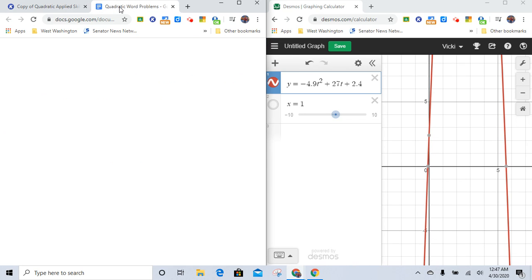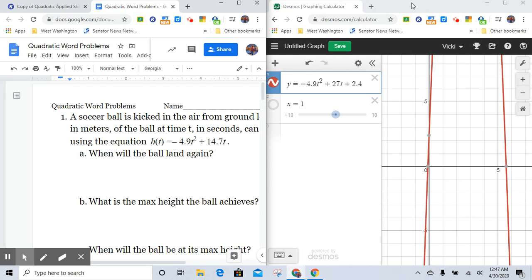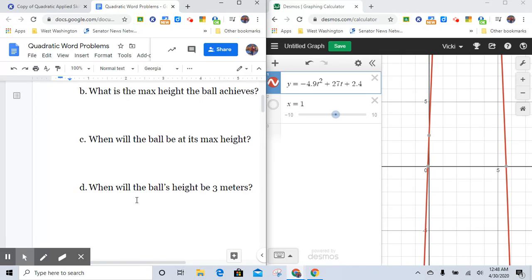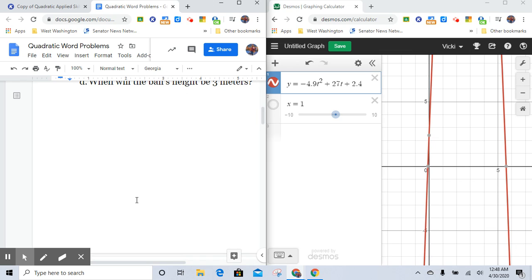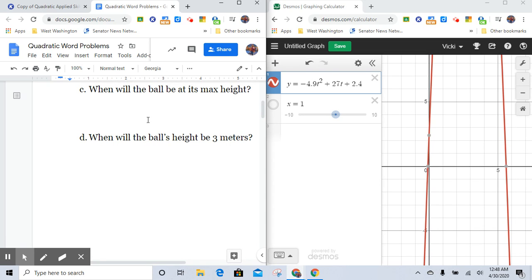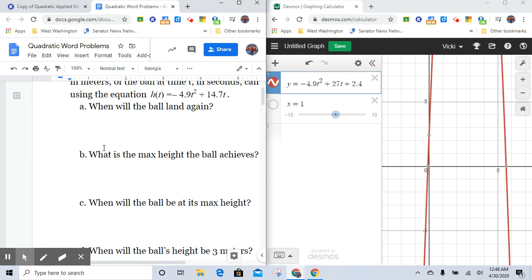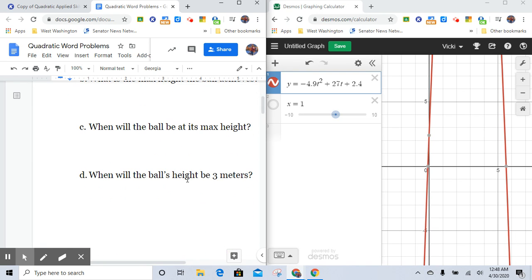So what I want you to do is use the Desmos graphing calculator, and I want you to take the graph and type it in over here and use the picture to interpret and find the answers here. Now, this last one on the soccer ball here, when will the ball's height be 3 meters? That is a Y value thing.